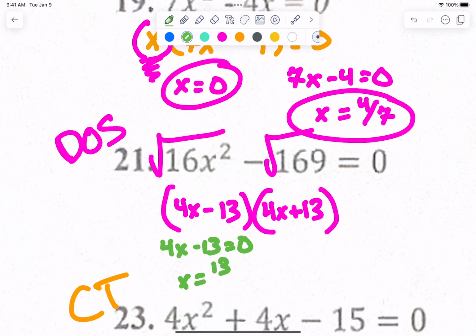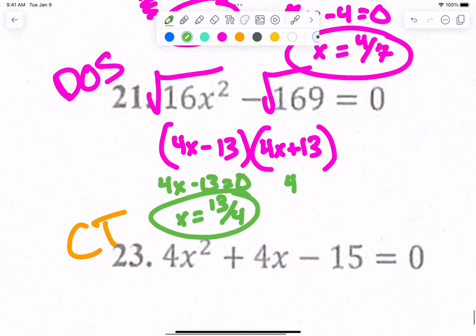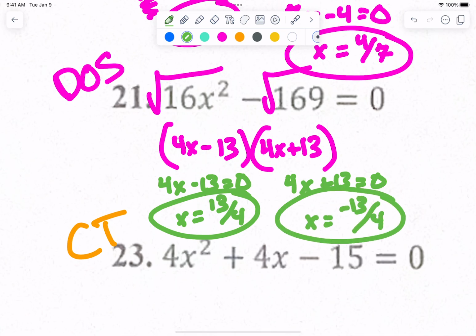I'm going to leave it as a fraction, 13 over 4. Then 4x plus 13 equals 0, so subtract the 13 and divide by 4: negative 13 over 4. There he is.